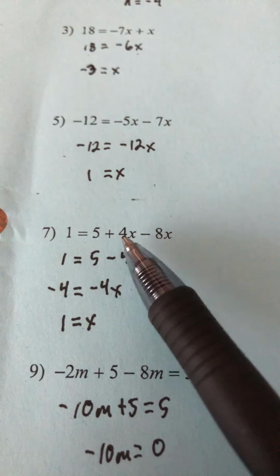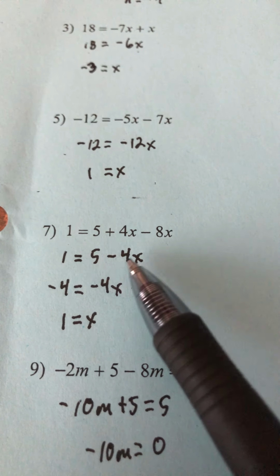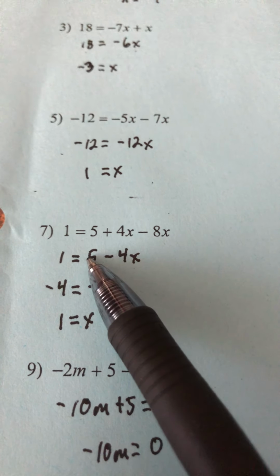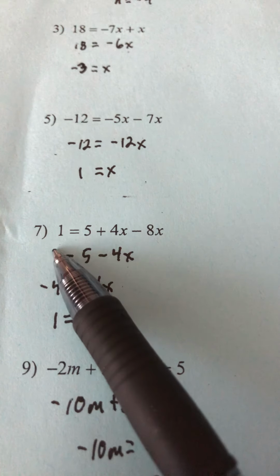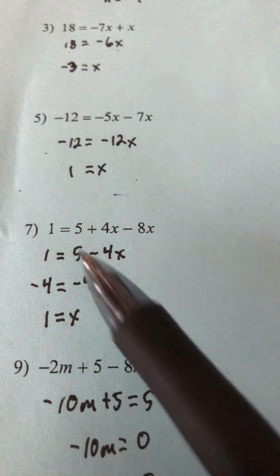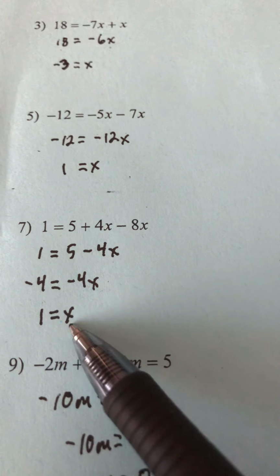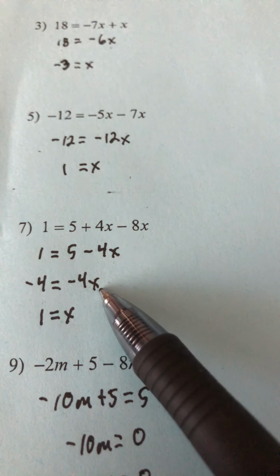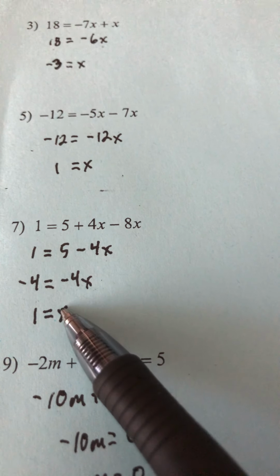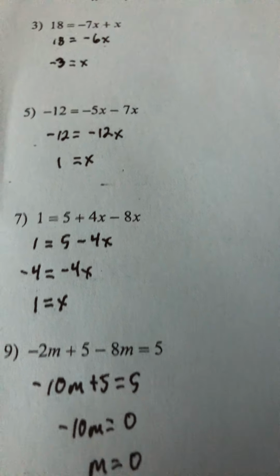I put my positive 4x with my minus 8x, and that gives me negative 4x. I bring everything else down. I then subtract 5 from both sides, so a 1 minus 5 gives me negative 4. That cancels this out over here. That's why I did it. I got rid of it over on this side. I then divide both sides by negative 4 to get my x by itself, because this means negative 4 times x. I'm going to divide by negative 4, and that gives me my x by itself. Negative 4 divided by negative 4 gives me 1, so my x equals 1.